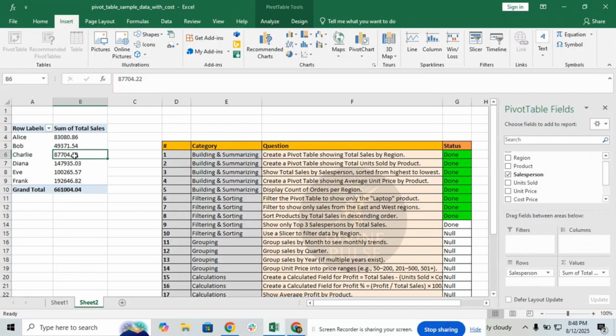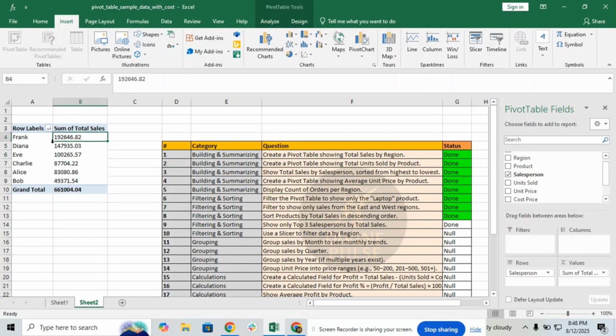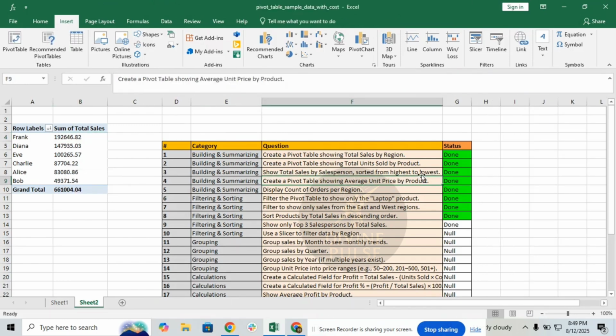Okay, just right click on total sale, then go to sort and largest to smallest. As I said, highest to lowest. Yeah, highest. So Frank has sold the highest sale, and you also see the top three here. Okay, so the third question is also done.